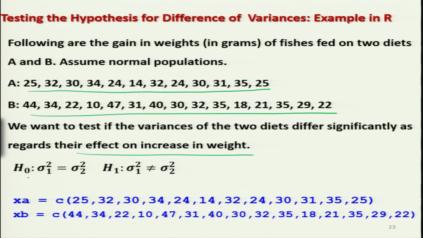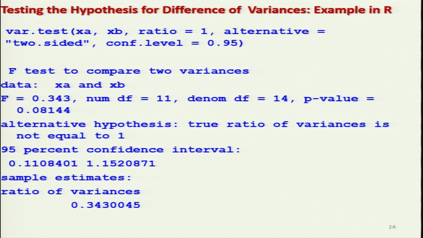So, we conduct the test of hypothesis H0: sigma 1 square equal to sigma 2 square versus H1: sigma 1 square not equal to sigma 2 square. I enter this data as xA and xB, right. x is my data vector, xA means the data on A and xB means the data on B. And now I use the command var.test with data vectors xA, xB, ratio 1, alternative two-sided, and confidence level, taking a 5% level of significance, so you have to give 1 minus alpha.